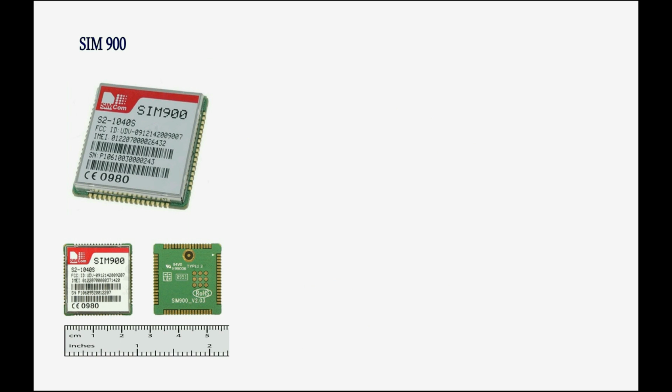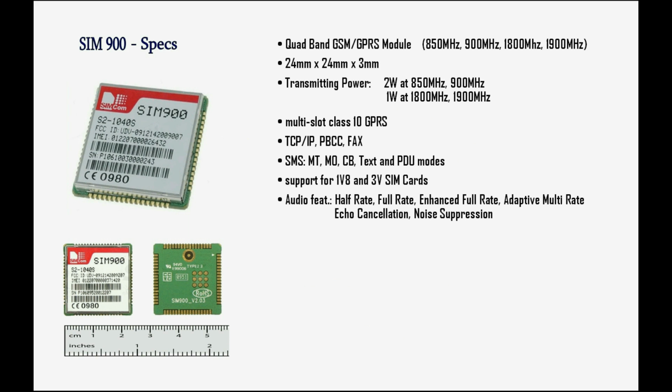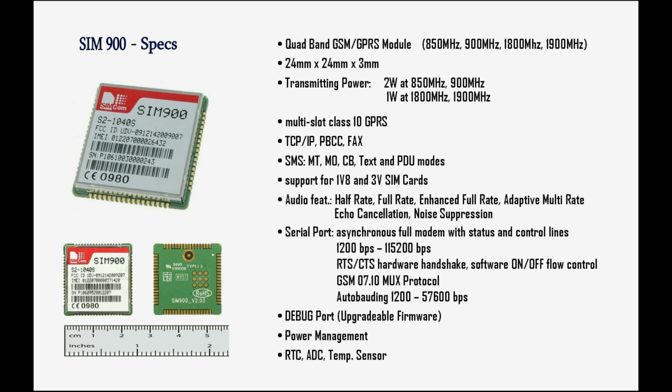A few months ago I found this chip. Actually it's a module. It's fairly small sized, 24 by 24 millimeter, 3 millimeter thickness. It's packing a lot of nice features and you can see them in this slide. It's a quad band GSM module. It works on 850, 900, 1800 and 1900 MHz.